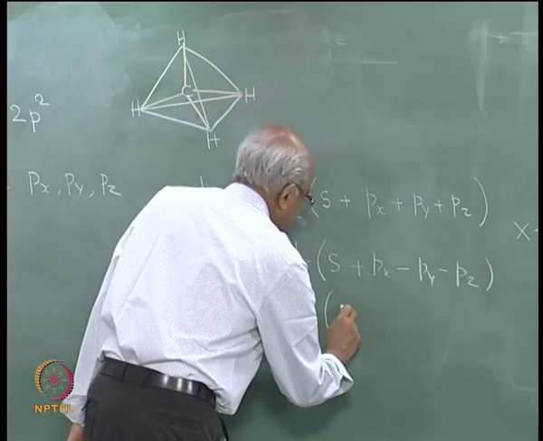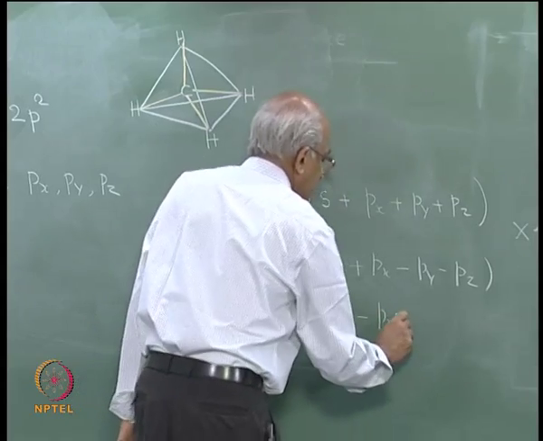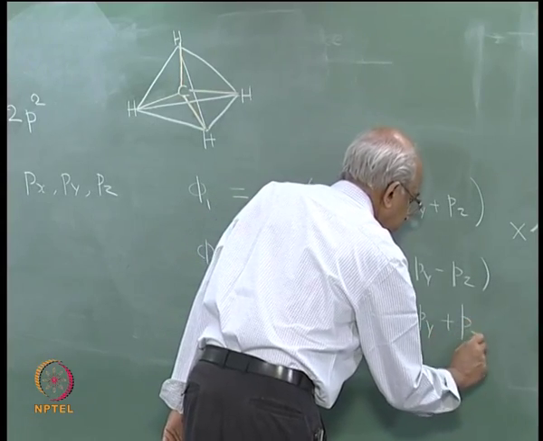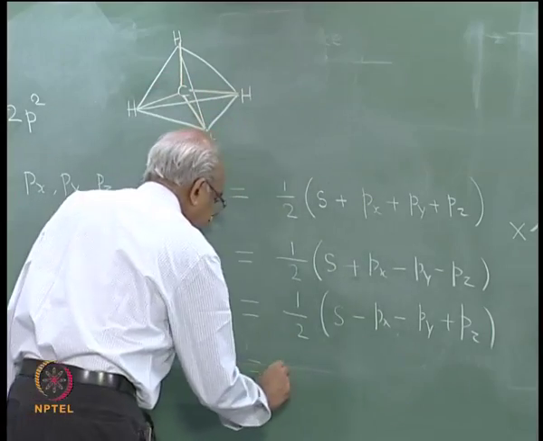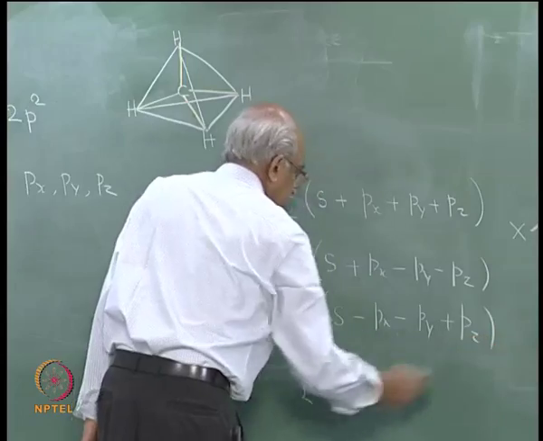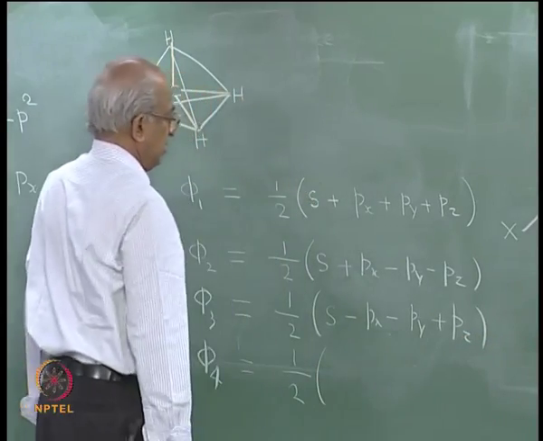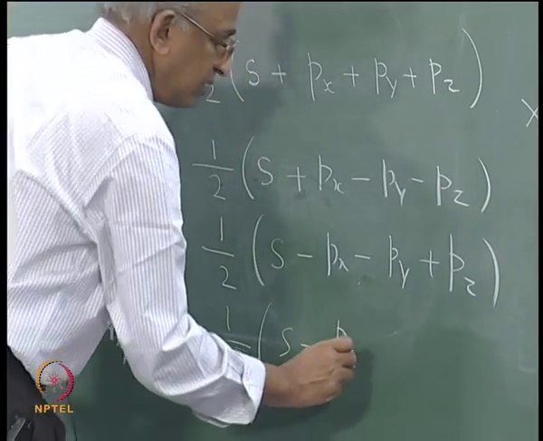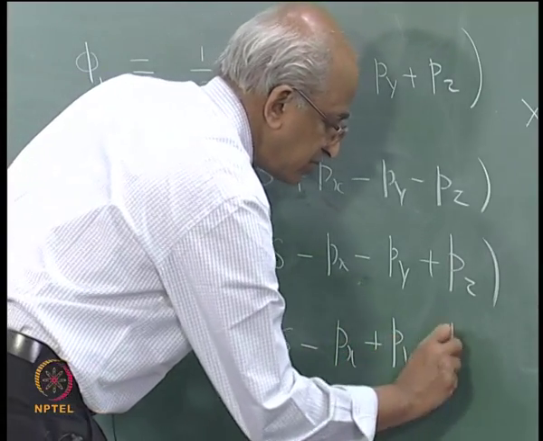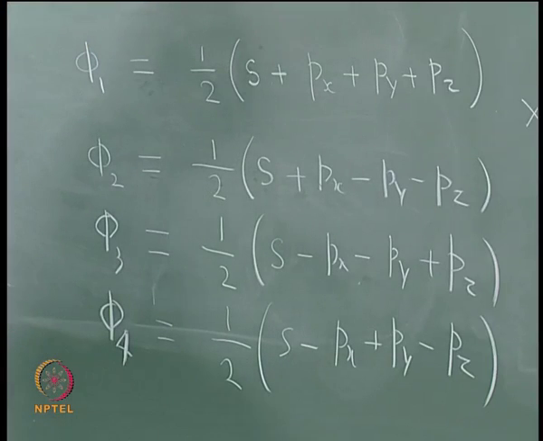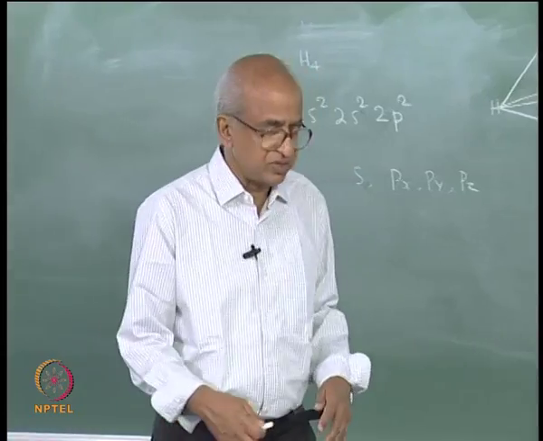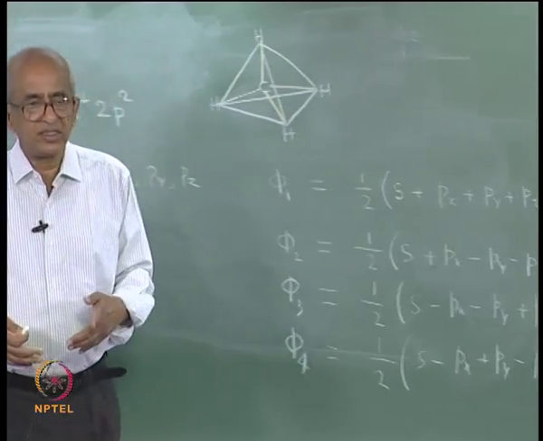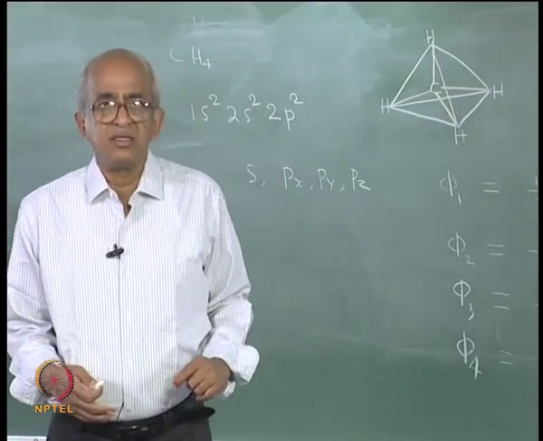Very simple to construct, it will be S minus Px minus Py plus Pz. And the last one will be 1 by 2 S minus Px plus Py minus Pz. And in fact, it is actually possible to make nice pictures of this using Mathematica, but we will not do that. I shall simply show you the way these orbitals are oriented in the next slide.